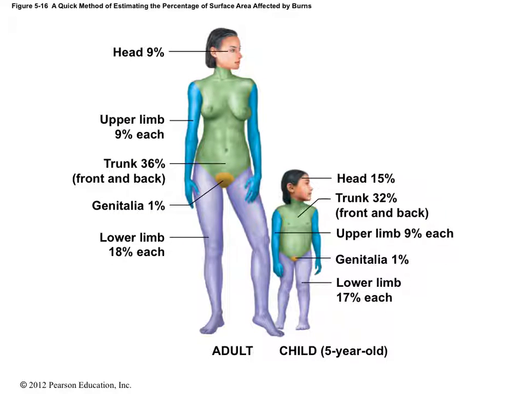Now we can compare and contrast the area affected by burns of an adult body versus a child's body. We can see the head of the child is 15%, where the head of the adult is 9%. We can see the trunk of the adult is 36%, but only 32% for the child. Each lower limb is 18% for the adult and 17% for the child. And we can compare the upper limbs, which are the same.